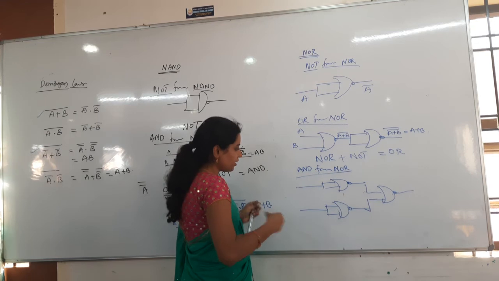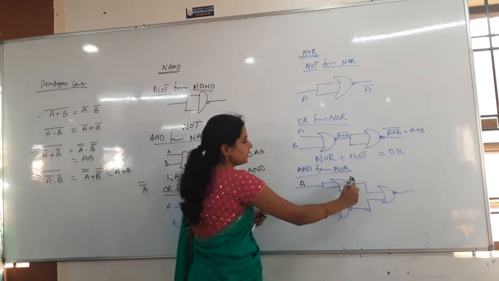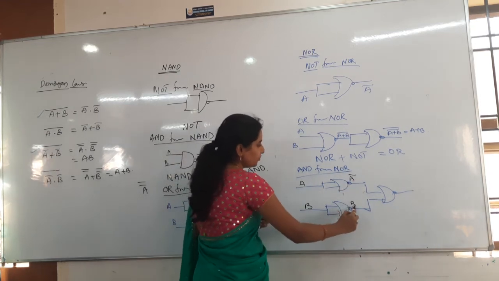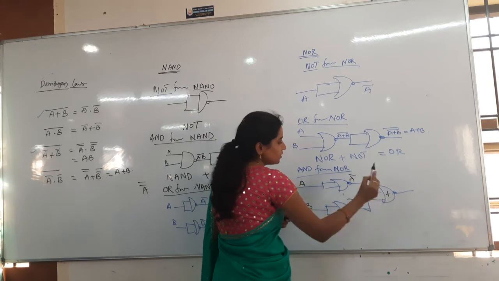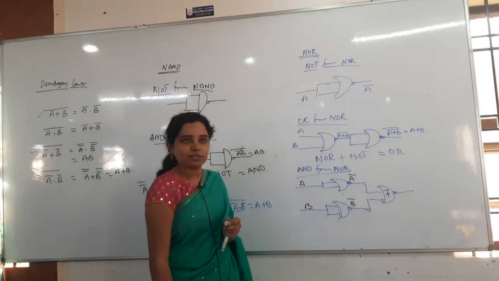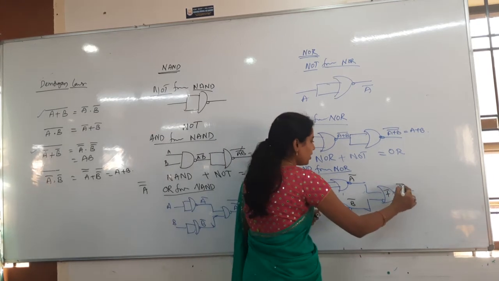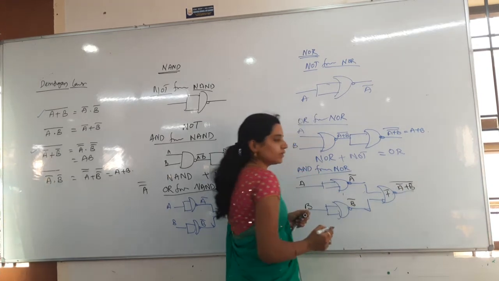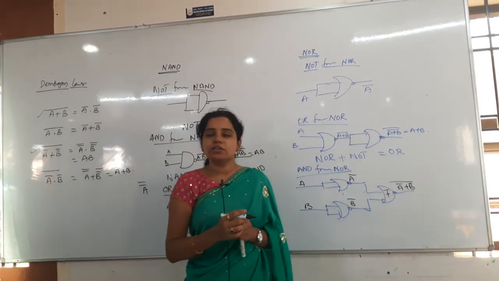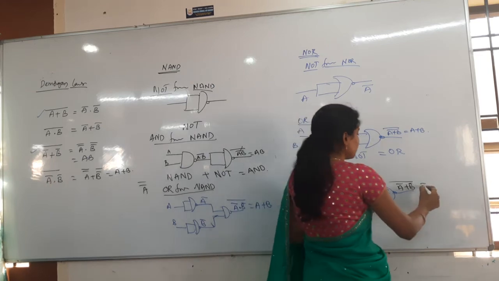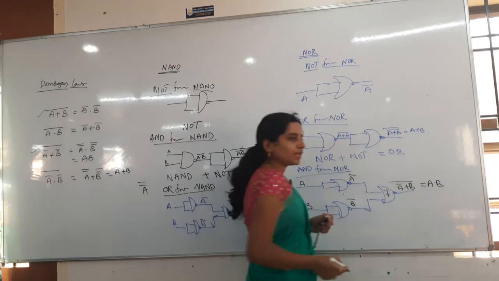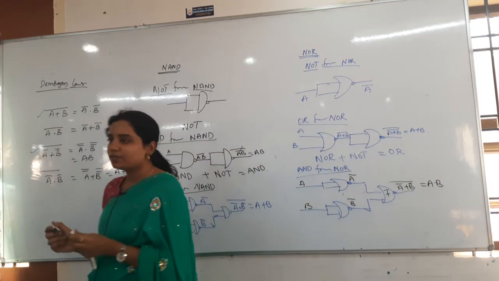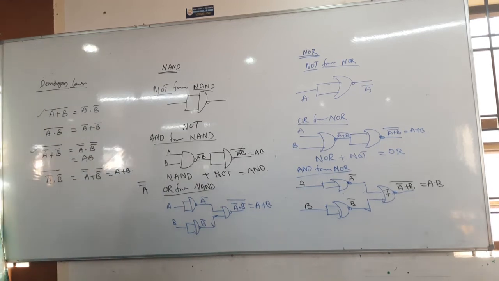Check that this is A, which gives A bar, and B, which gives B bar. Then plus and then bar, so here A bar plus B bar whole bar. A bar plus B bar whole bar is what? A into B. So which gate did we get finally? A into B is nothing but the AND gate. Clear? Like that. NAND and NOR gates are called universal logic gates.